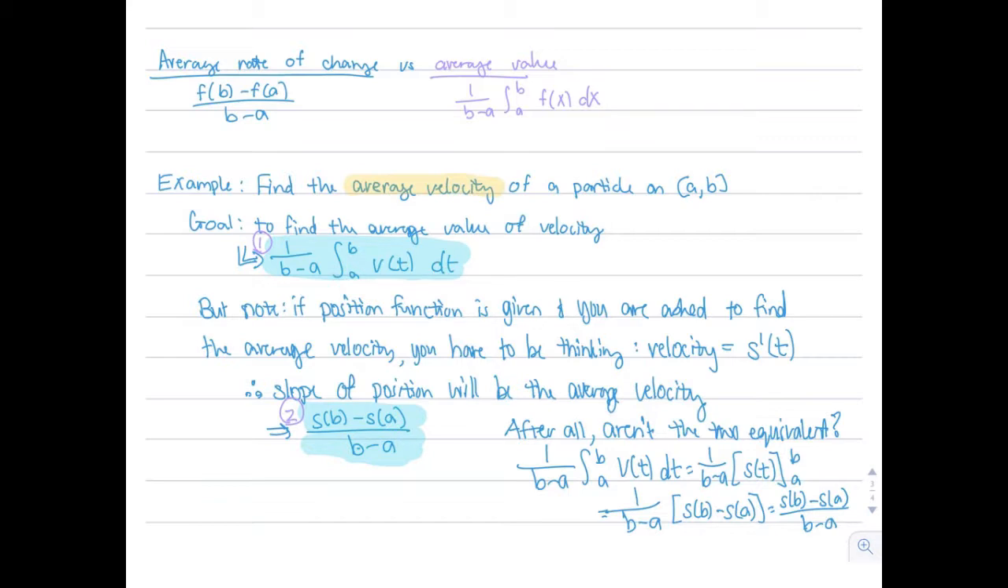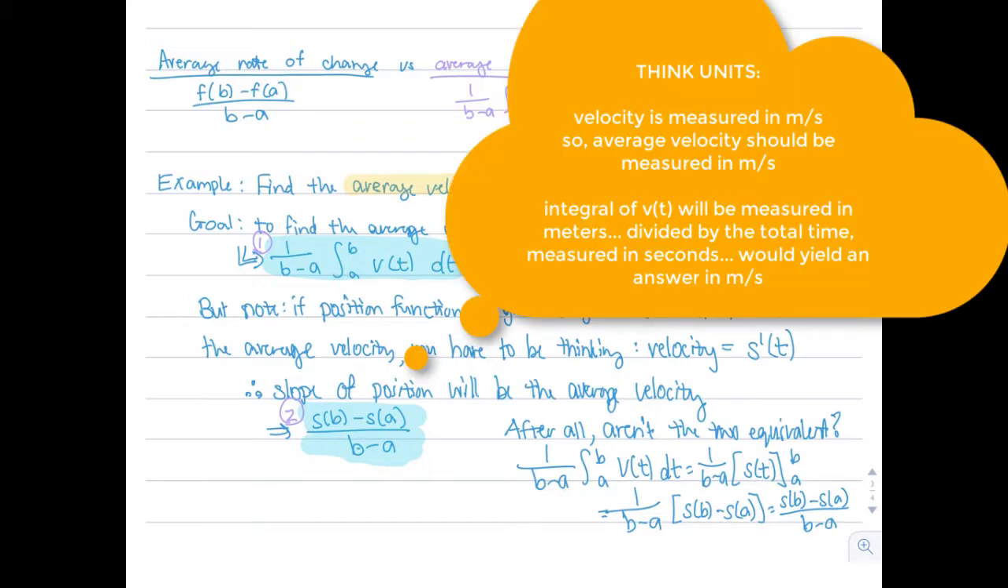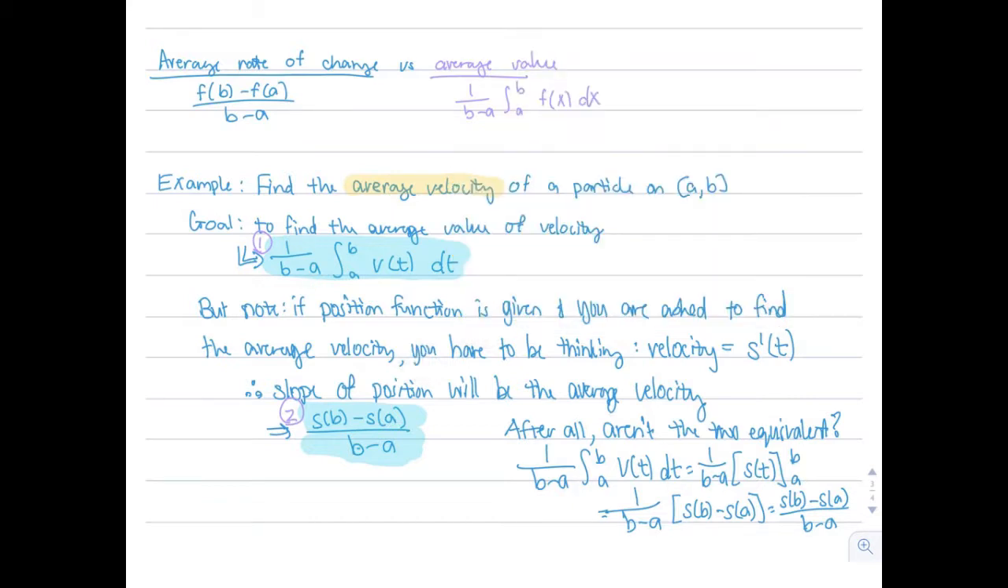And think about units. If you want average velocity, what are the units going to be? They're going to be something like meters per second. What are the units here? The integral of velocity would be a position thing, so the units here would be meters. And 1 over b minus a, well, b and a are times, so you're dividing by seconds. So the final answer would be meters per second. So that makes sense.